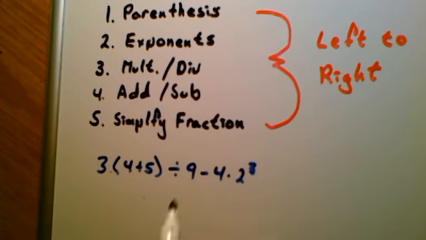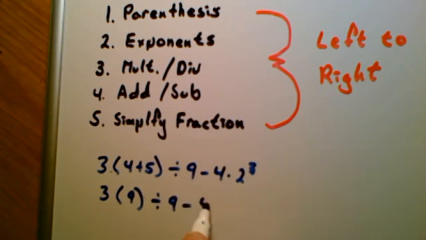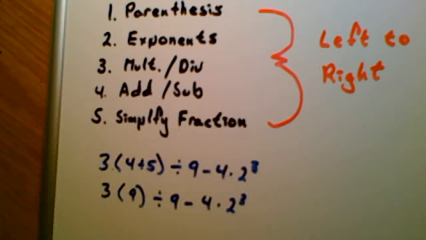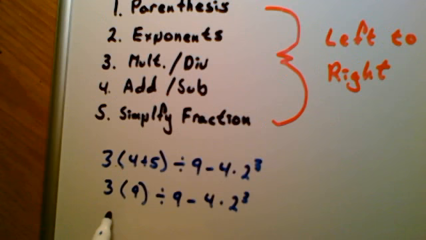The first step is the parentheses, so that's all we do. The only parentheses is 4 plus 5, so we have 3 times the parentheses 9, divided by 9 minus 4 times 2 cubed. The next step on the list is exponents, so the exponent is over there. We write the rest of the problem over again, because this is where we can make mistakes. And 2 cubed is 2 times 2 times 2, which is equal to 8.